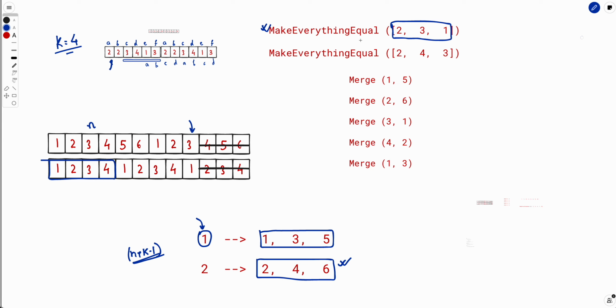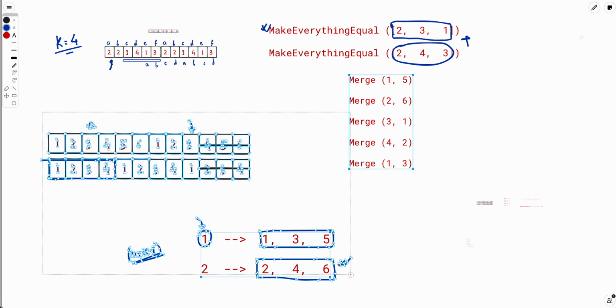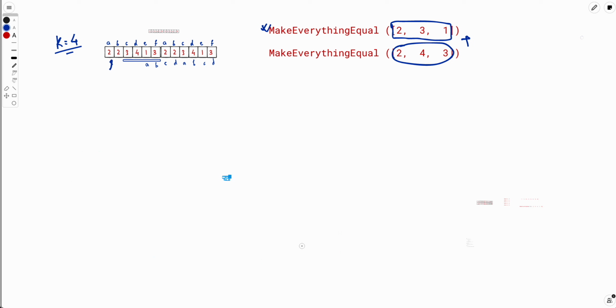The answer is the number of operations required to make all the elements in this array equal, plus the number of operations required to make all the elements in 2, 4, 3 equal, right? This will be your final answer. Again, just to make this concept a bit more clear, let's take one last example, and let's conclude this.